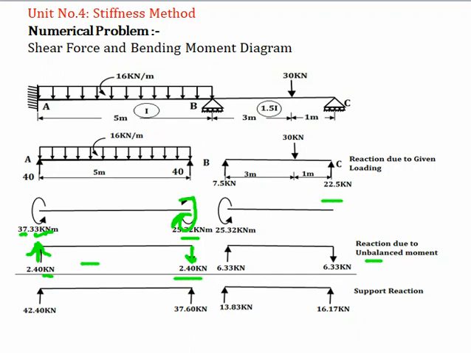Okay. Now for the next span, BC span, the end moment is 25.32 kilonewton meter. So 25.32 kilonewton meter divided by this span, 4 meter, you will get 6.33. So only the moment at B, so we need the moment at far end C. So when the 6.33 rotates, it will give that moment to us. So they will balance each other.